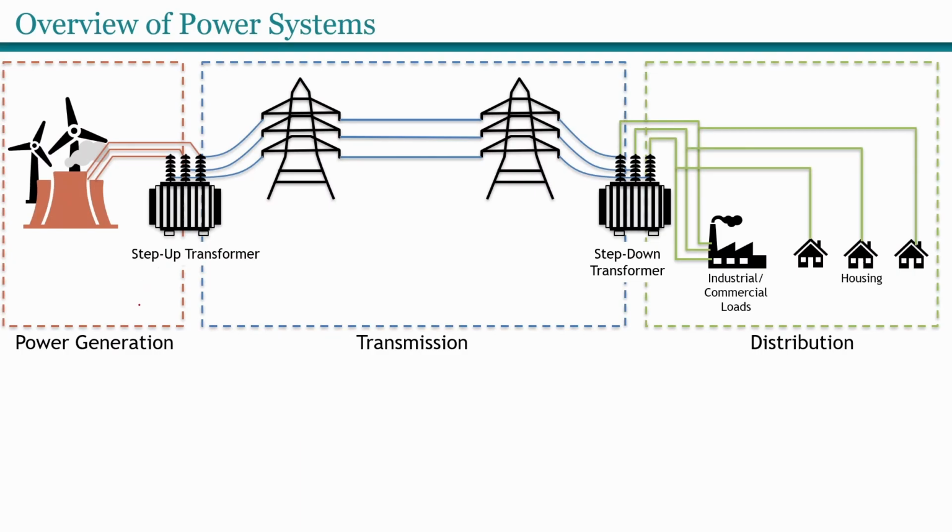Let's have a brief look at what an actual power system consists of. You might already know that electrical energy is generated at a power station, and this generated electrical energy is stepped up to high voltages via a step up transformer and transmitted via transmission lines to distribution substations. At the distribution substation, the voltage is stepped down again to usable values and then distributed to various loads like housing and general industrial and commercial loads.